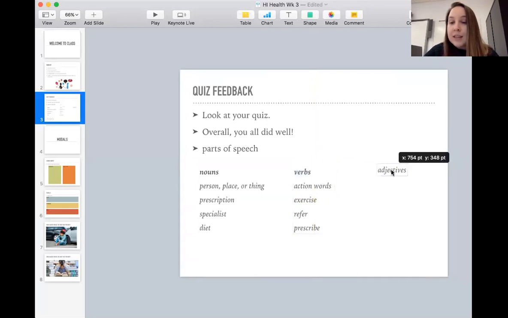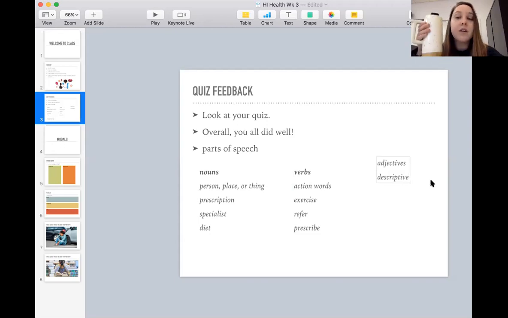The last section are adjectives. So adjectives are our descriptive words. These are things that you use to describe something. So if we're talking about my cup, we can say it is white, it is hard, it is small. All of these things are adjectives. So, turn the lights back on.